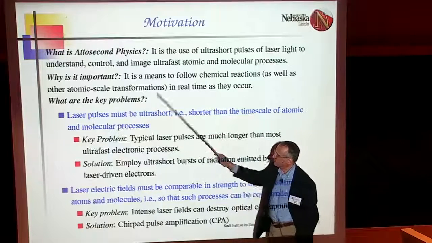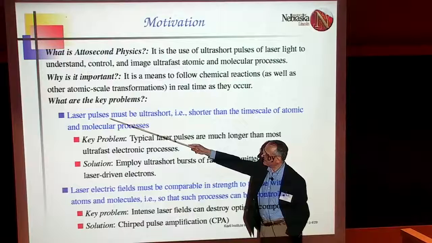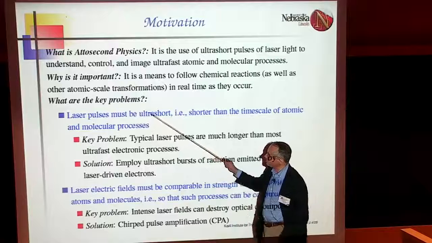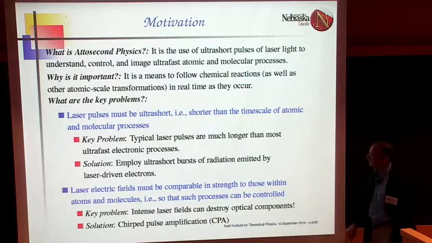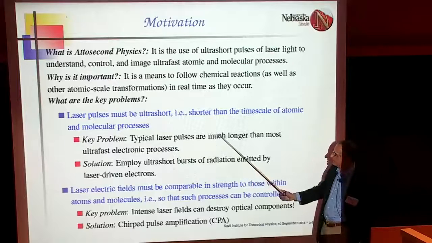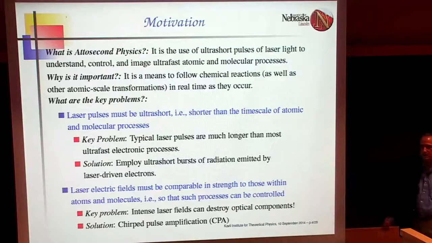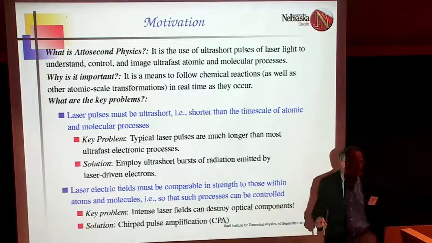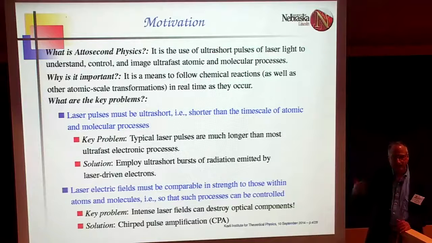Well, first, on this scale, electronic and molecular motions, things happen very fast. And so if you're going to image them, the pulses must be ultra short. That is shorter than the time scale of atomic and molecular processes. The key problem is that the most common laser pulses are much longer than these processes. So attosecond physics has had to devise ways of making laser pulses shorter than the time scale on which these chemical processes occur.